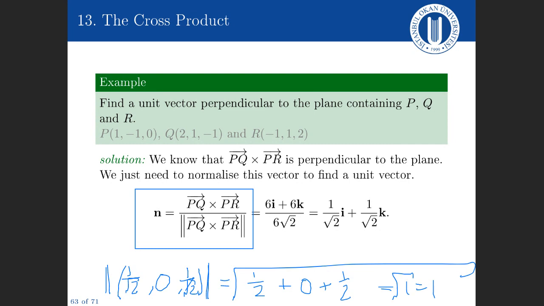It's often worth doing this quick check to make sure we haven't made a calculation error. We're asked to find a unit vector. Is the answer that we give really a unit vector, or did we make a mistake?